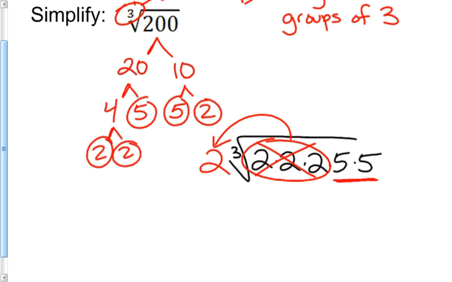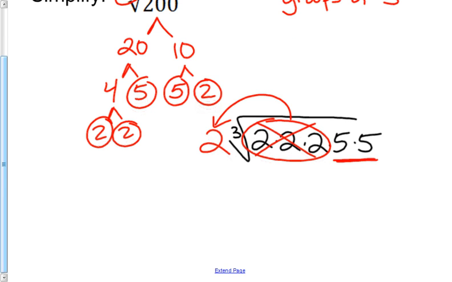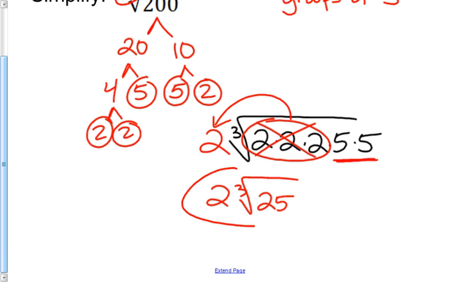So those 5's are going to stay underneath the cubed root, and my answer becomes 2 cubed roots of 5 times 5, which gives me 25. So 2 cubed roots of 25. And that's my final answer.